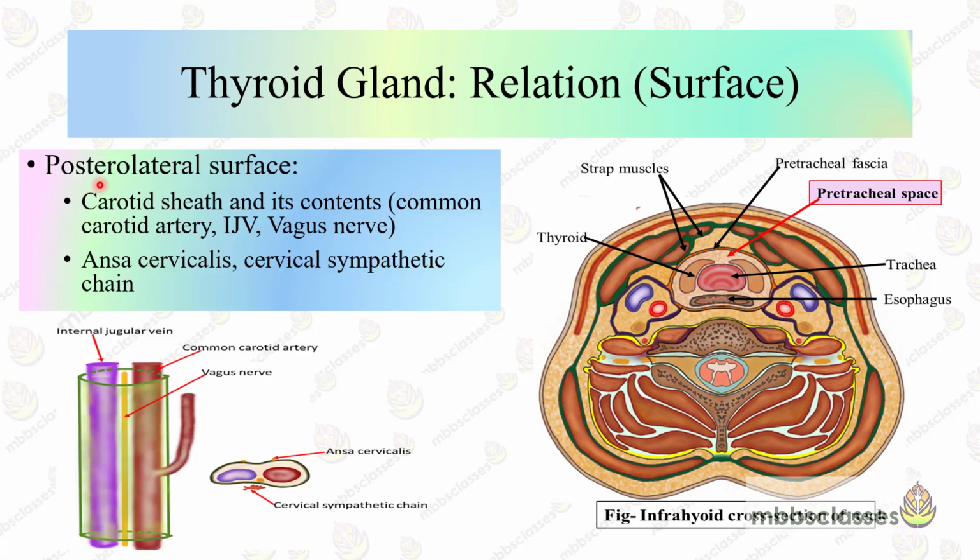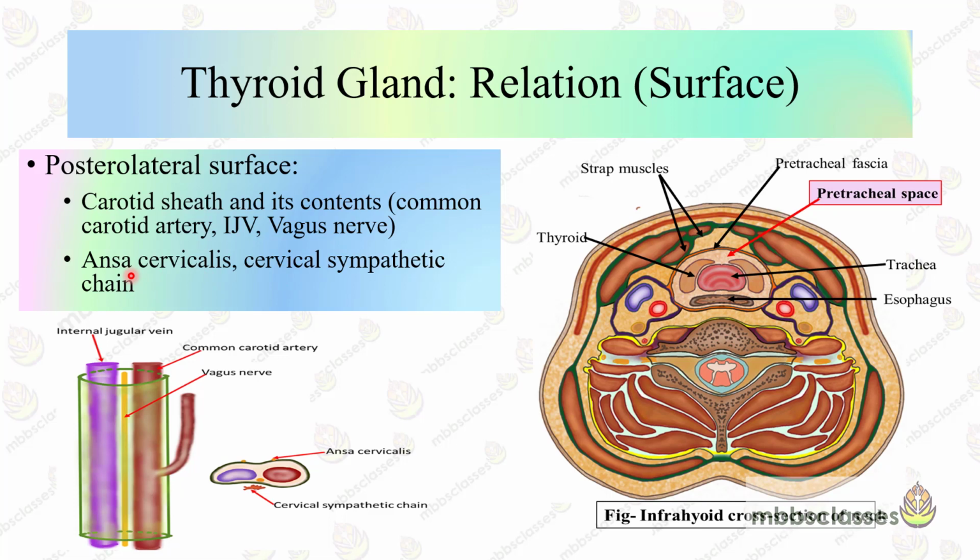The posterolateral surface. This is the posterolateral surface. This is somewhat rounded, the narrowest surface, and this surface is related to the carotid sheath and the contents of the carotid sheath. So the carotid sheath and its contents are related to the posterolateral surface, and the contents of the carotid sheath are the carotid artery, internal jugular vein. This is the common carotid artery, internal jugular vein, and vagus nerve.